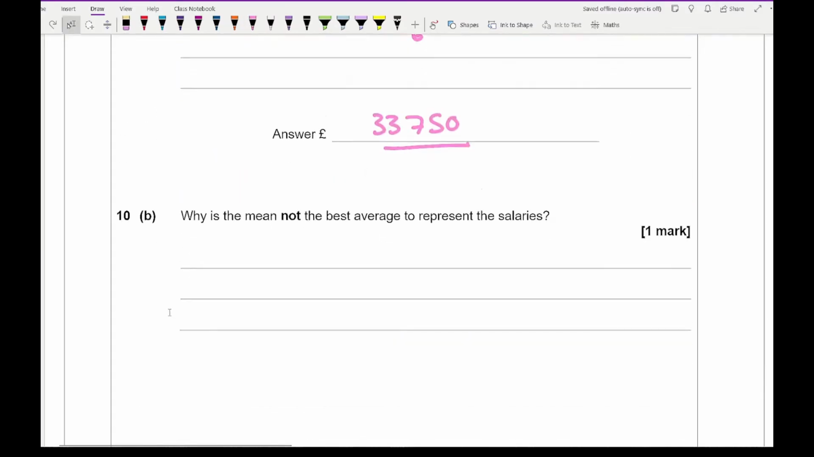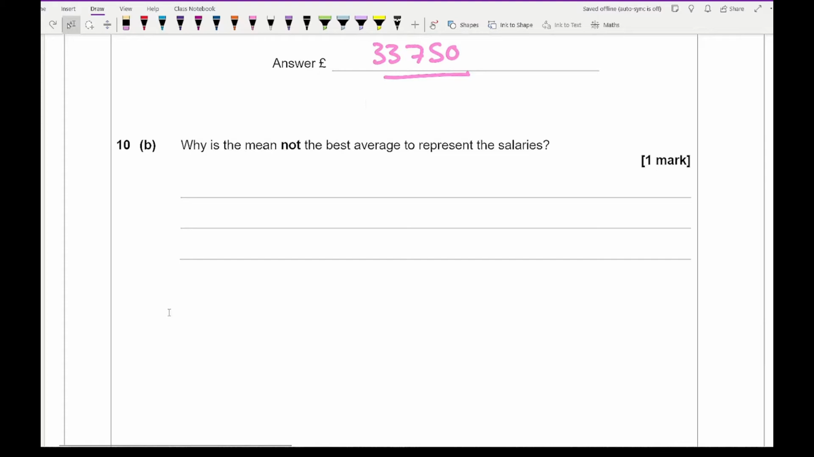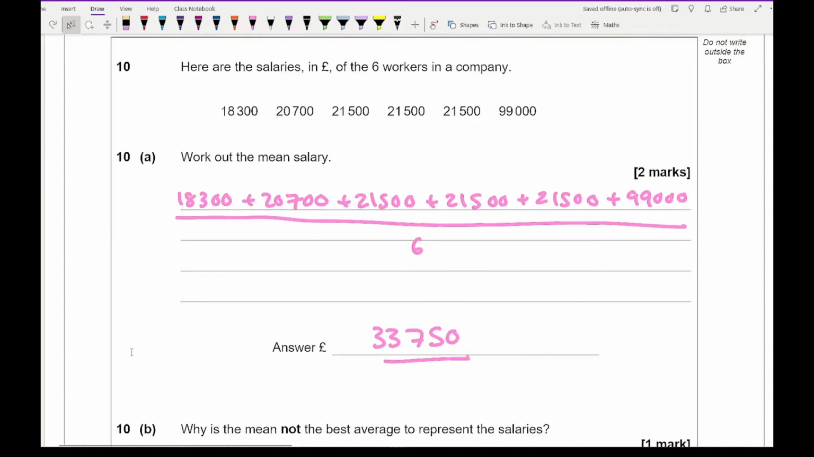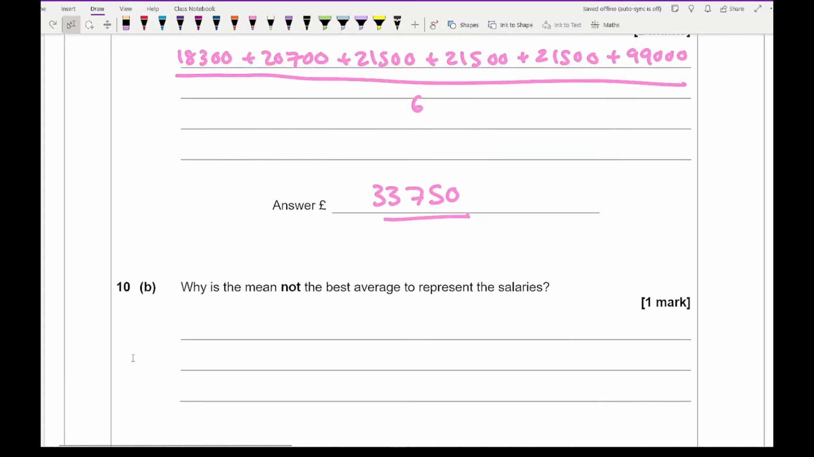Then for question 10b it says why is the mean not the best average to represent the salaries? Well, there's a couple of reasons why the mean is not the best. The optimum time to use the mean is when numbers are all vaguely similar. As you can see, these 5 numbers are fairly similar. However, we have got this outlier of 99,000, which you can probably assume is going to be the manager.